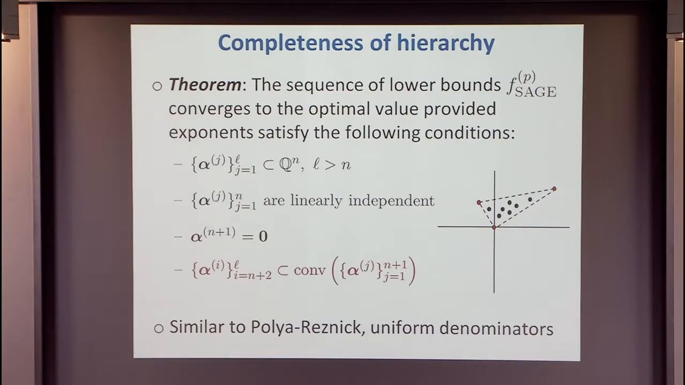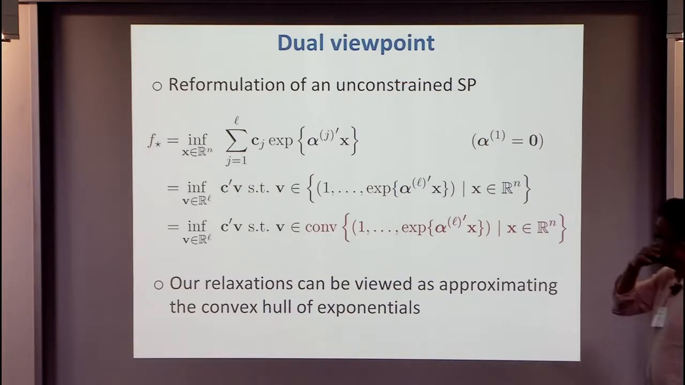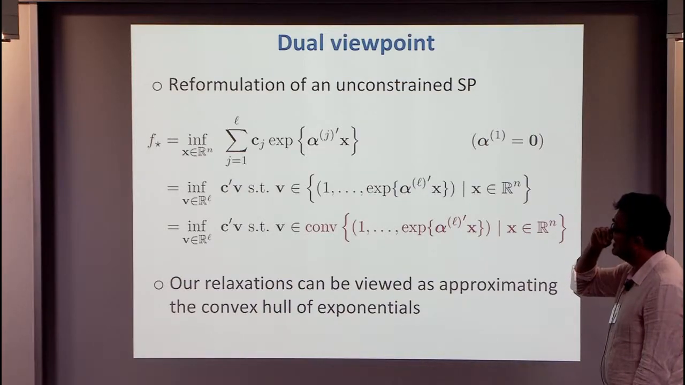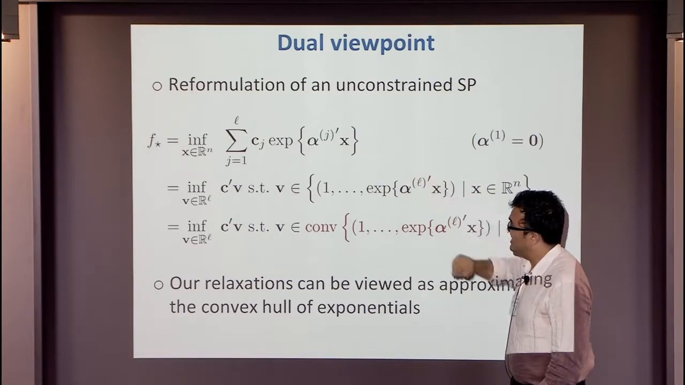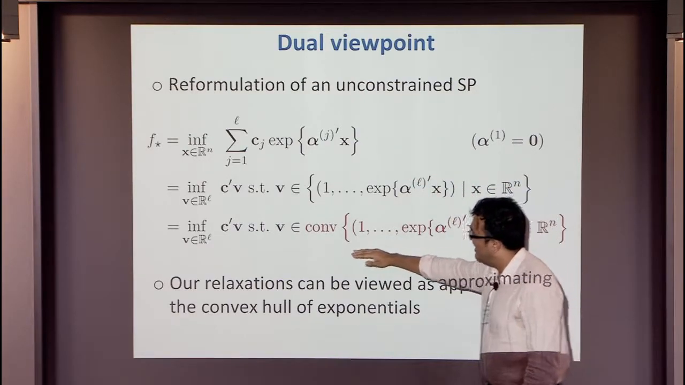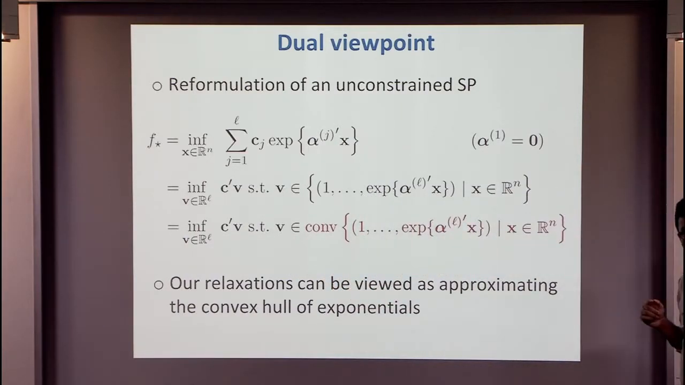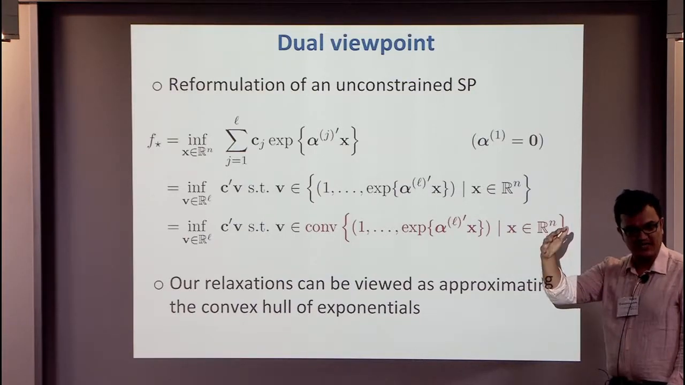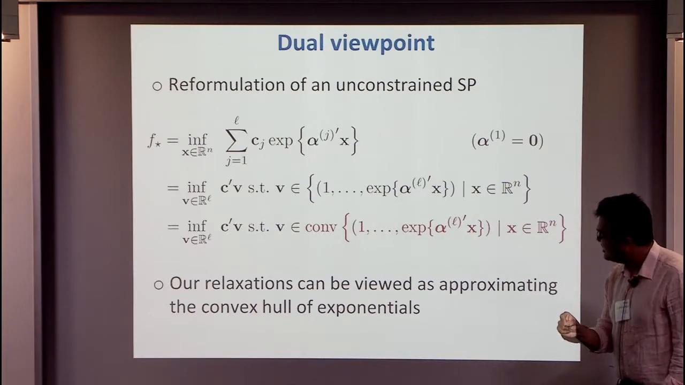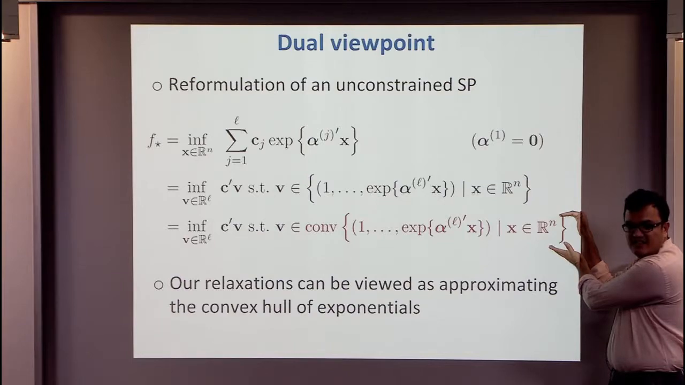There's a precise reason why we need this. Okay. So the dual viewpoint is promised, as I mentioned right at the beginning. We can reformulate an unconstrained SP, the minimization of something of that type, into the minimization of a linear functional subject to this convex set. And everything that I've talked about, all these relaxations, both the basic one as well as the hierarchy, can be viewed as producing tractable convex outer approximations to this set.